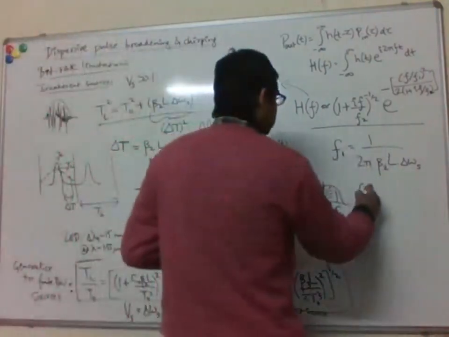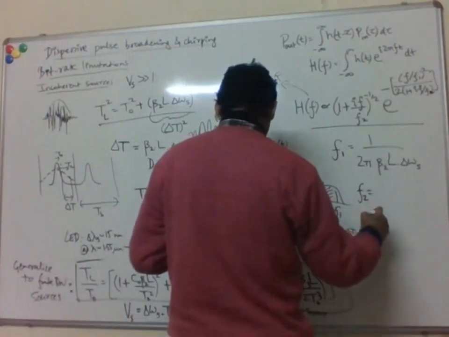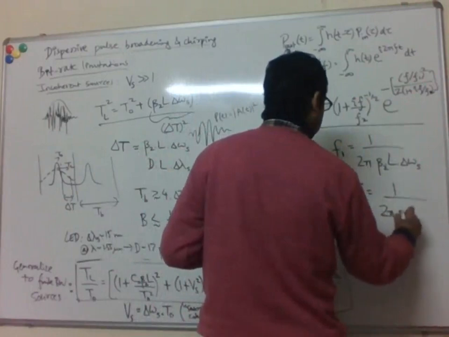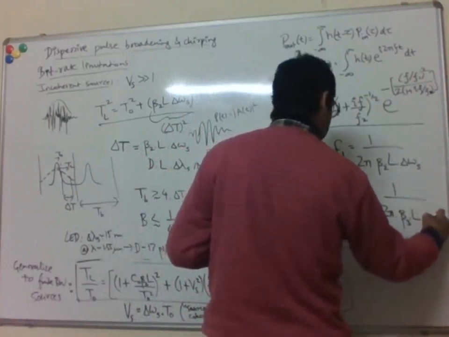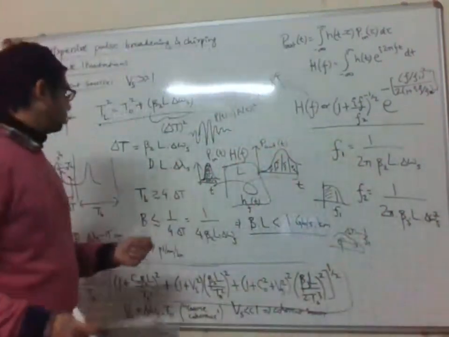And in case we include the beta 3 also, F2, delta omega is cubed now. Okay.